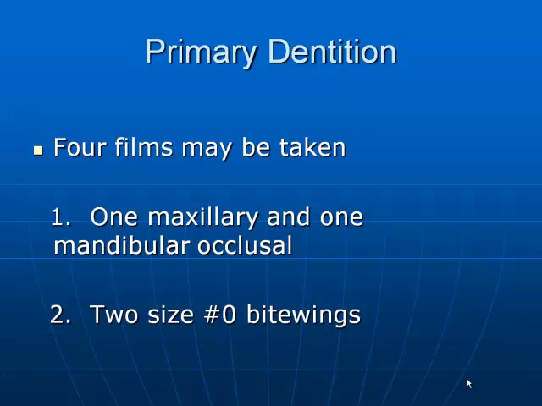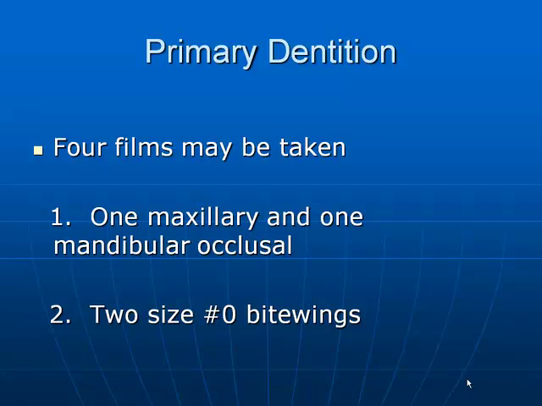Ideally, it's important to expose 4 radiographs for the primary dentition, such as 1 anterior occlusal of each arch, a maxillary and mandibular, and 1 posterior bite wing on each side. So a total of 4 films may be taken. Again, 1 maxillary and 1 mandibular occlusal, usually a size 2 film for 3 to 5 years old, and a size 4 occlusal for 6 years and up.